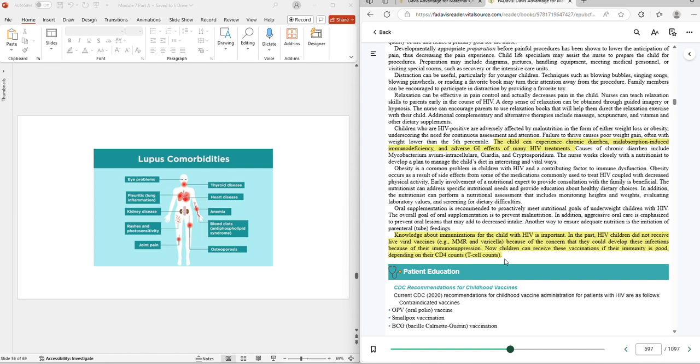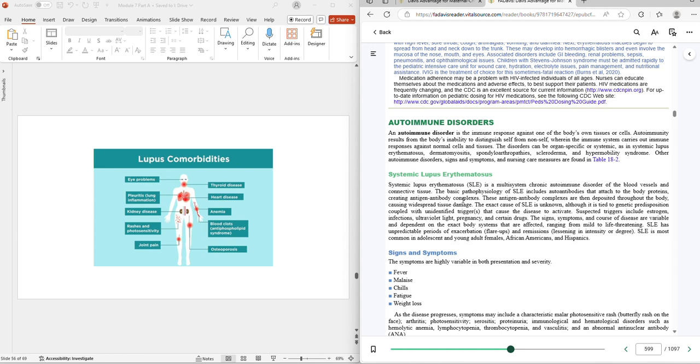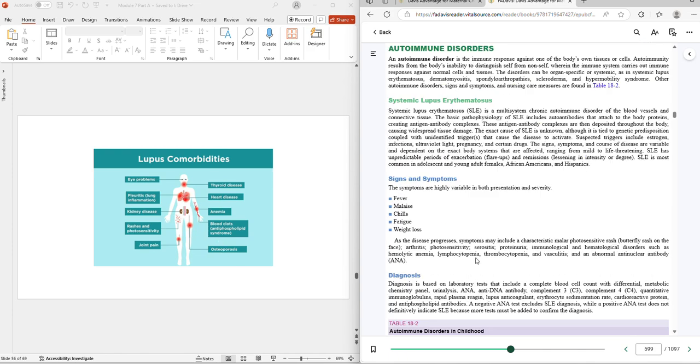All right, lupus on page 599. Systemic lupus erythematosus, SLE, is a multi-system chronic immune disorder, okay? It affects the blood vessels and connective tissue. There are some comorbidities listed on this chart. Lots of joint pain, anemia, heart disease, thyroid disease, pleuritis, kidney disease, rashes, photosensitivity, osteoporosis, lots of eye problems. It's really a bad thing.